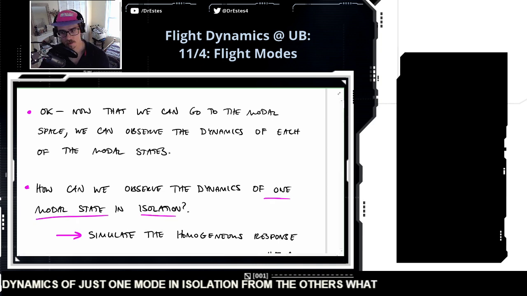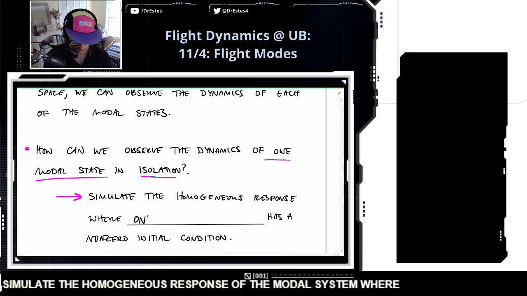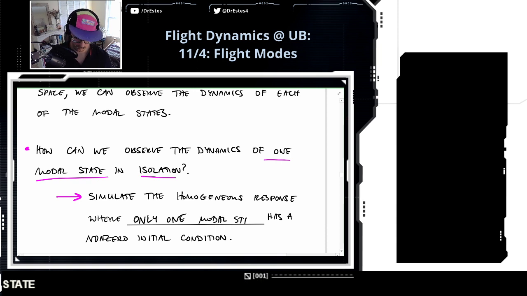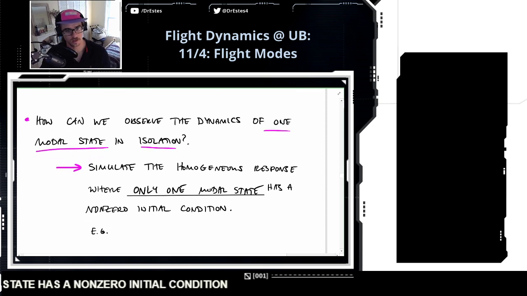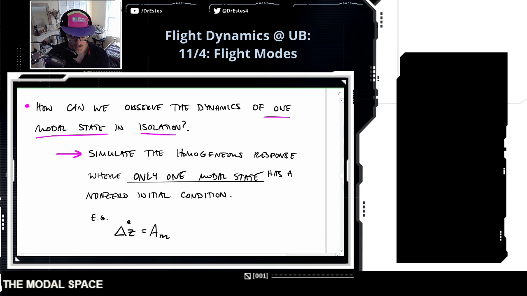So what we're going to do is simulate the homogeneous response of the modal system where only one modal state has a non-zero initial condition. So this is what I mean. We have our dynamics in the modal space. So this is our state space equation.